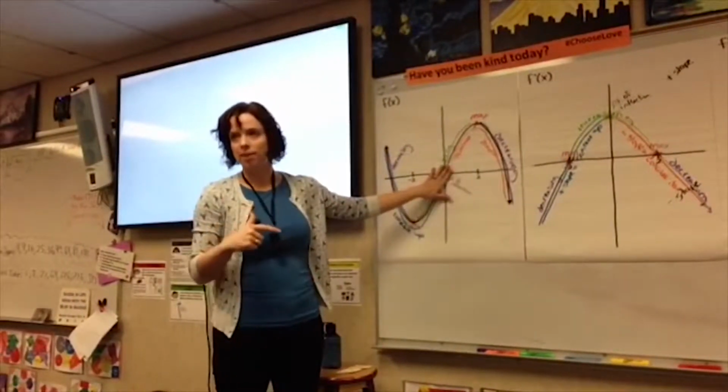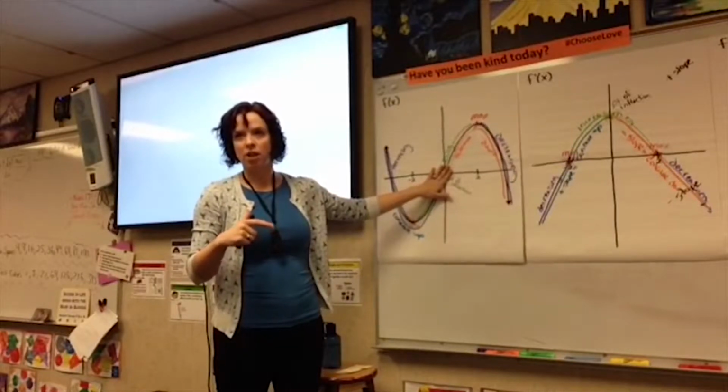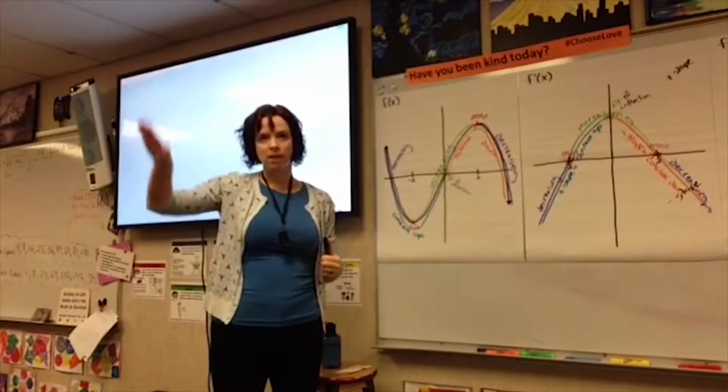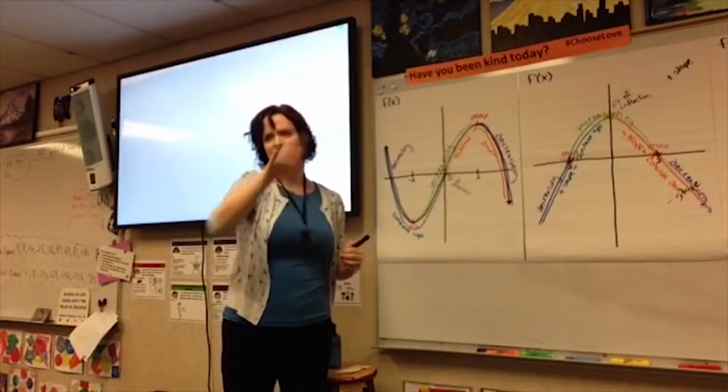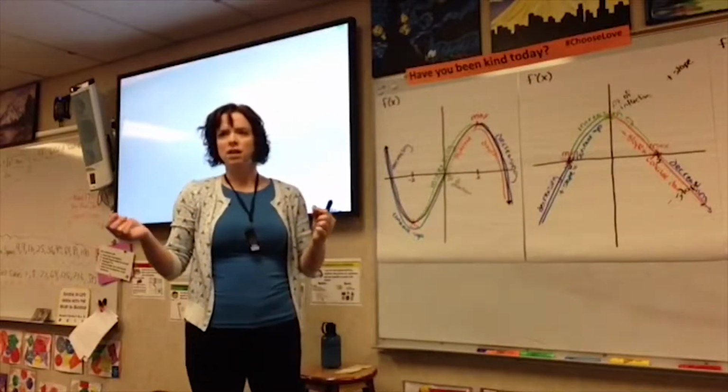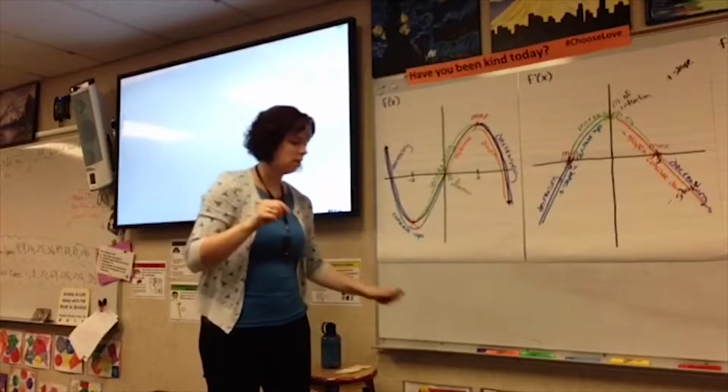A point of inflection is its own separate point because it's just about the change in concavity. And there can be several points of inflections. So if you have a really curvy graph, you're going to have several points of inflections because it's going to be where the concavity changes.